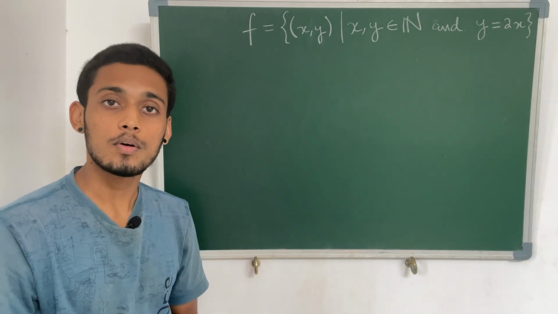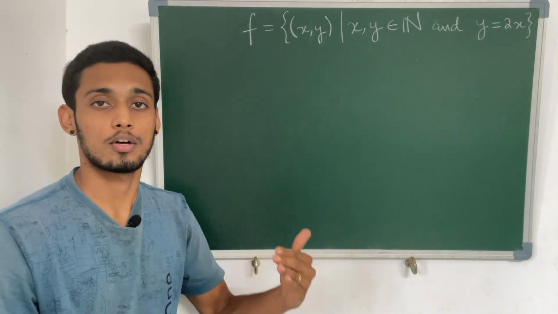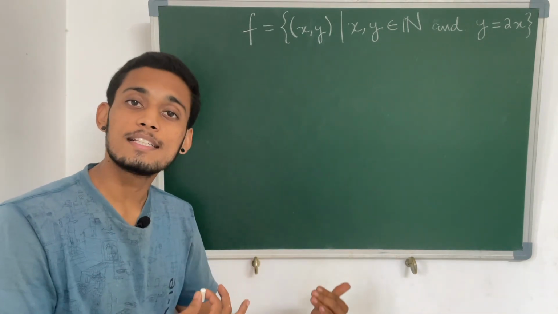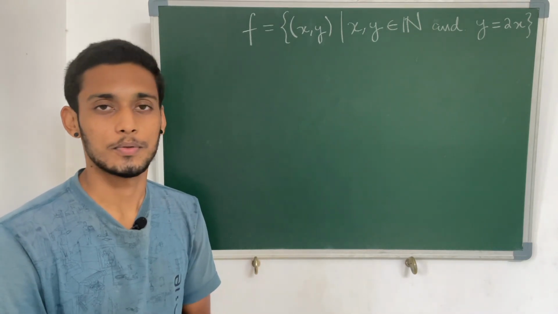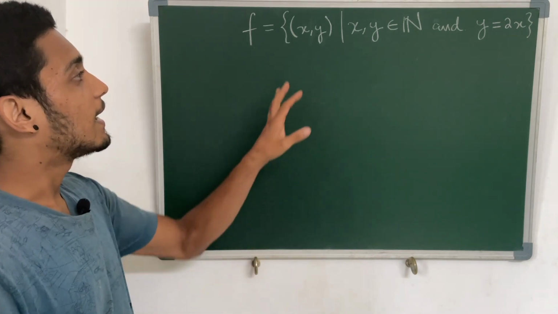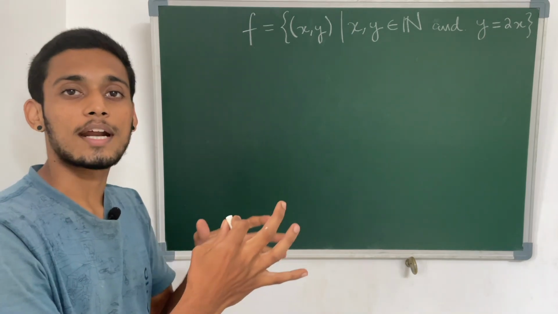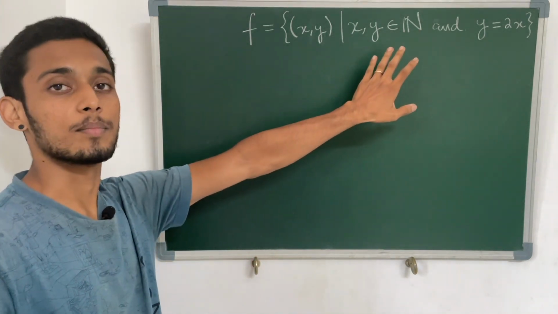Now we are going to take a look whether this relation is a function or not. And if it is a function, can we identify what are its domain, codomain and range? So let us try to do that. Okay. So first of all, we take a look at these ordered pairs. So what is more helpful is we just try to write down few of them. So we know that x and y are both in the natural numbers.